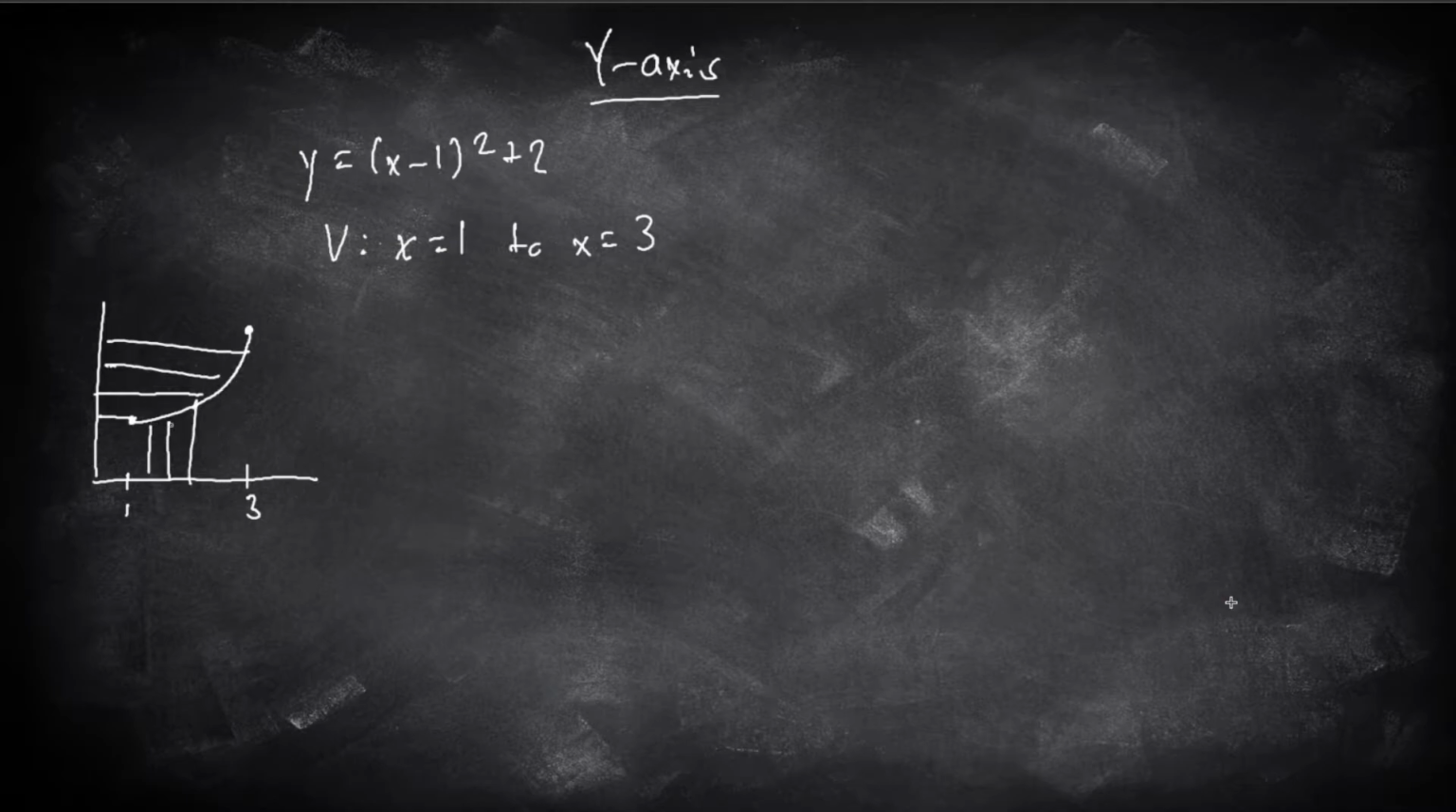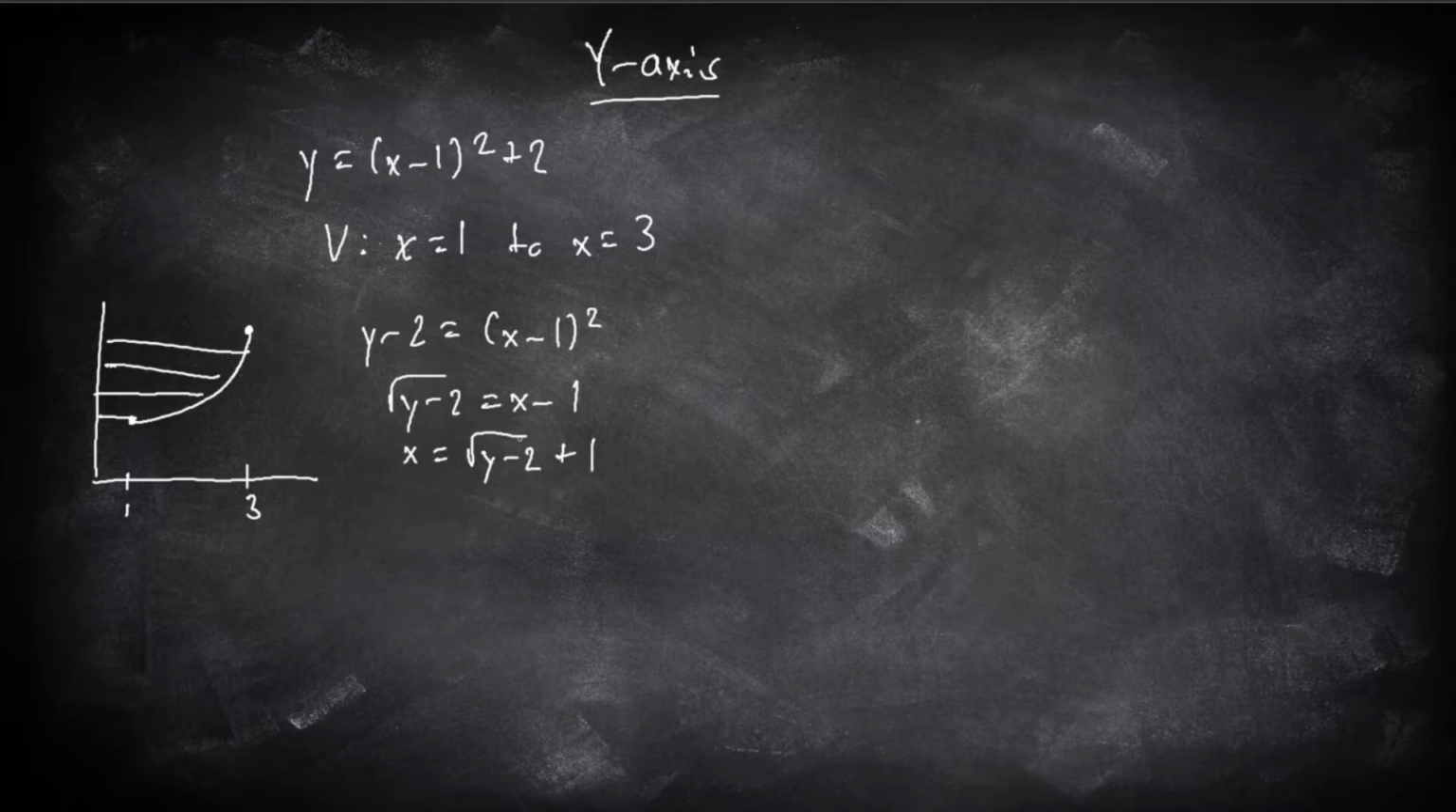So with horizontal lines, we're dealing with the x component. That means we need to write this equation in terms of x. So y minus 2 equals (x minus 1) squared. Square root of y minus 2 equals x minus 1. That means x equals the square root of y minus 2, plus 1.